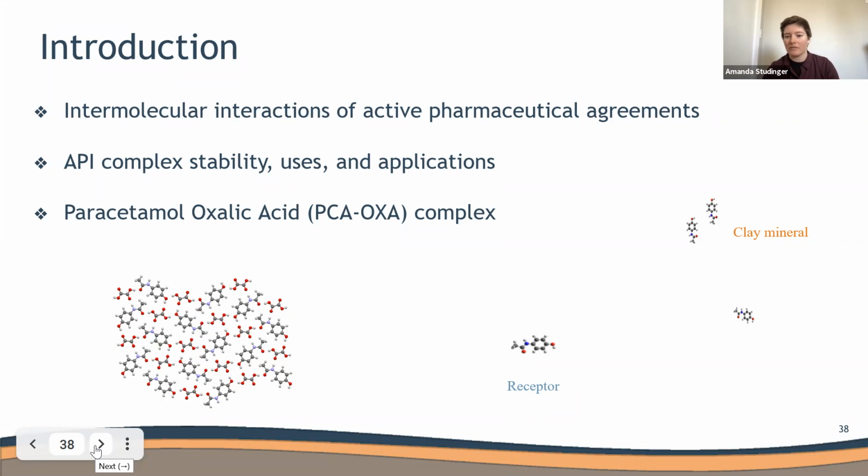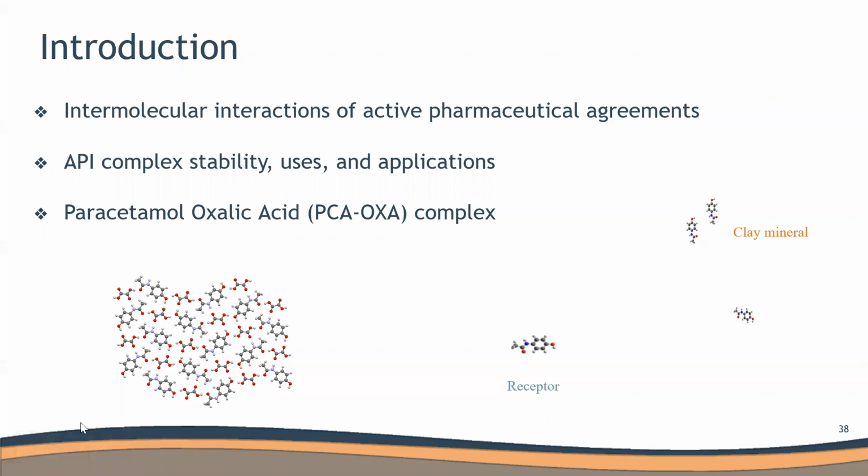A growing area of research involves the use of co-crystal conformers with the API, and it helps to control the physical chemical properties of the API. These co-crystals can help stabilize the API and increase the efficacy of the drug in the body. For this project, we modeled a paracetamol, also known as acetaminophen, and oxalic acid complex. Okay, next slide.